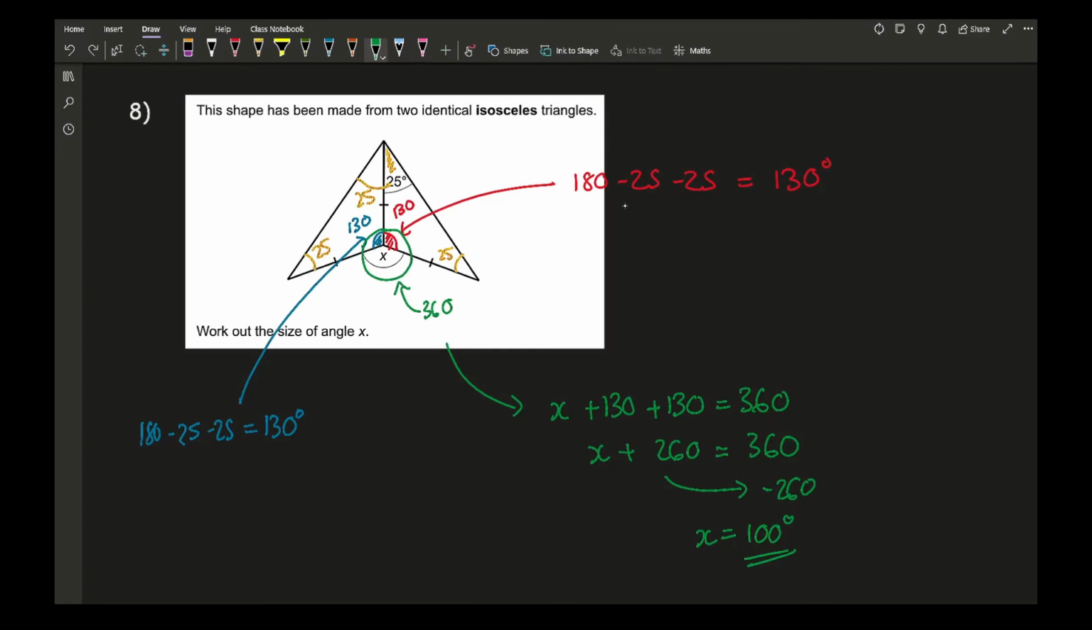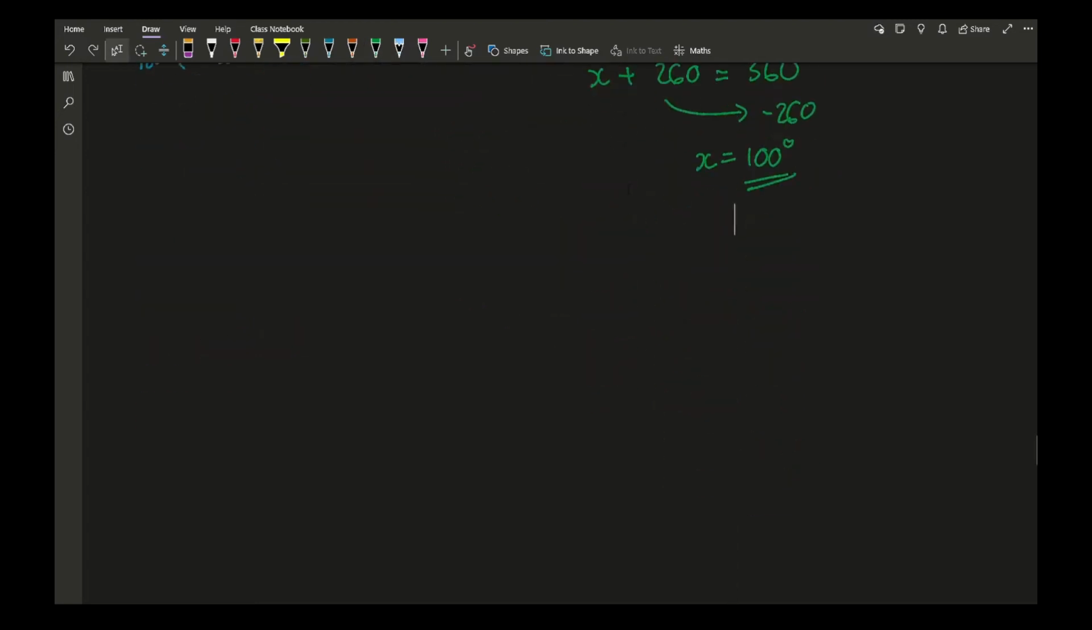And again, always take notice. I can see that angle X is an obtuse angle. And is the answer an obtuse angle? Yes, it is. So there's a good chance that I have got this question correct.